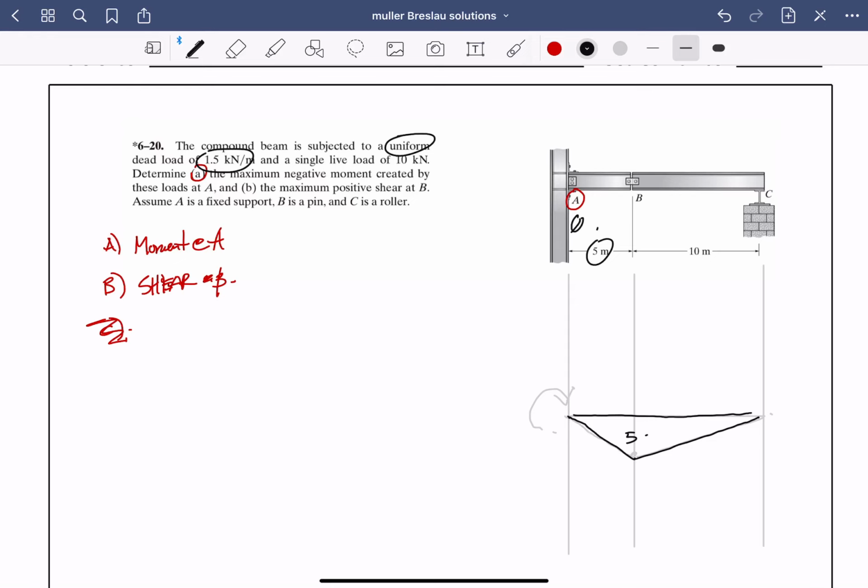So what's the area? The area is going to be the total area because we have a distributed load throughout. So it's going to be 1/2 base times height. 1/2 base is 5 times height, plus 1/2 base is going to be 10, height is 5.